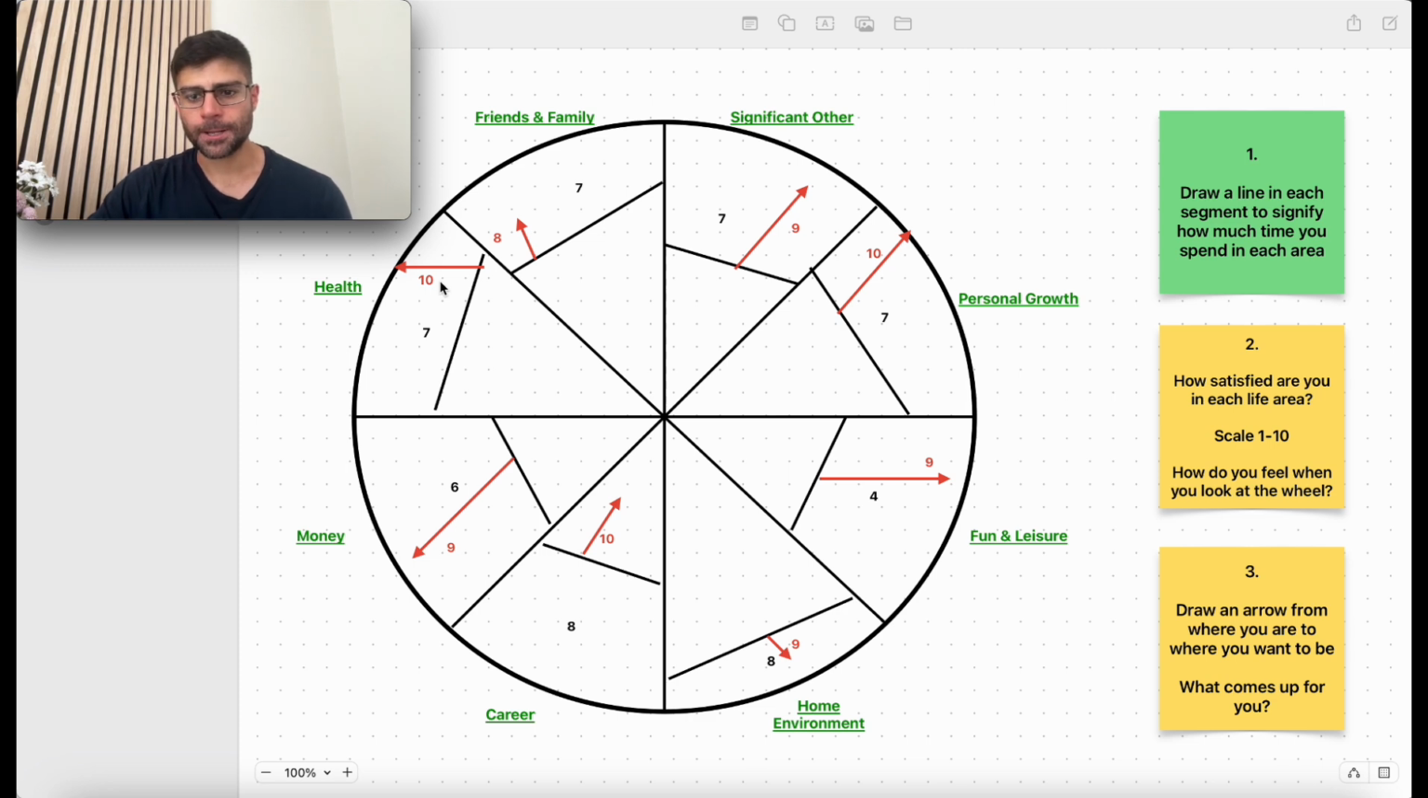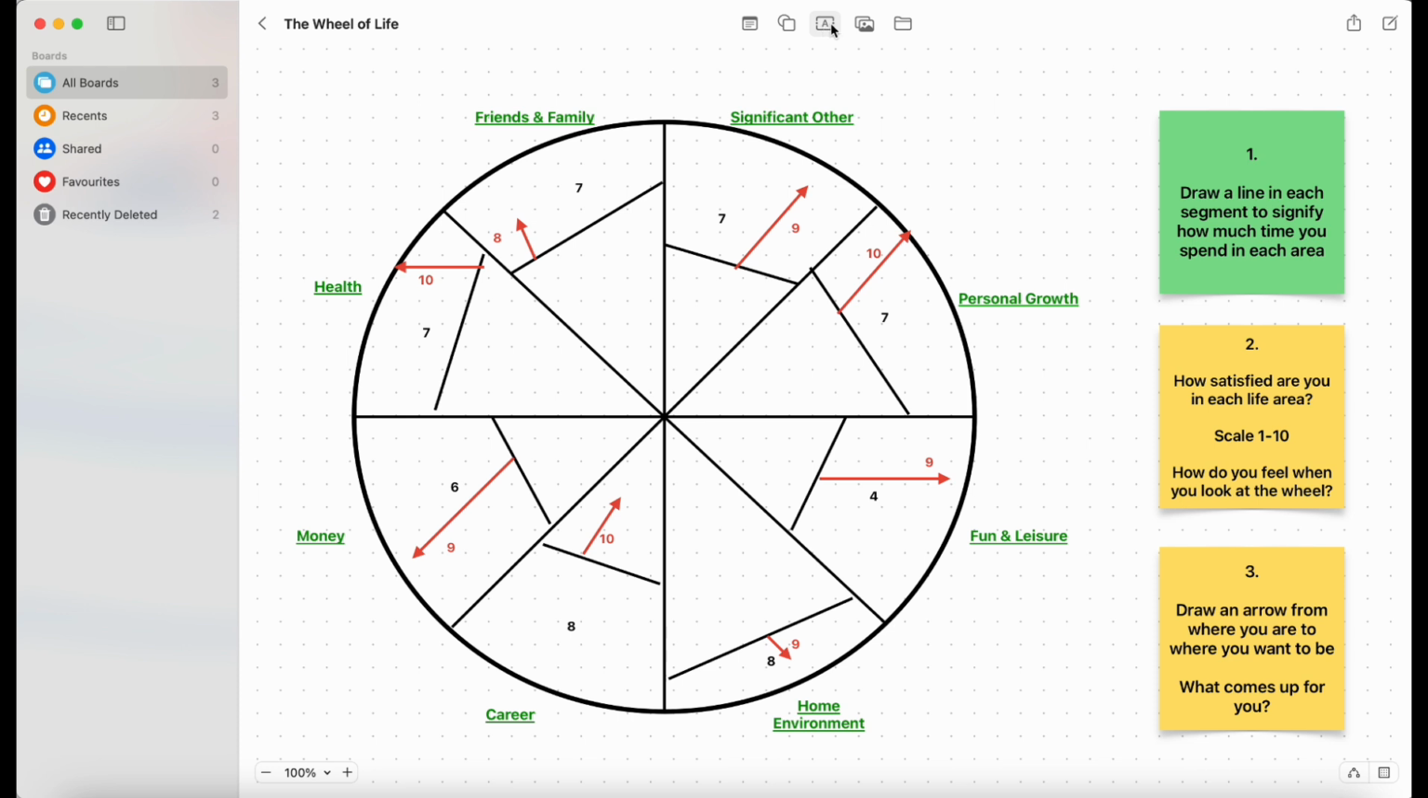Now, the next exercise is to look at this, see what comes up for you, and now your job is to pick two sections that you want to work on. So I'm going to work on fun and leisure, definitely. I'm just going to make that a different color. So I'm going to put that in pink. And so that's one area I want to improve. And the other area, health.